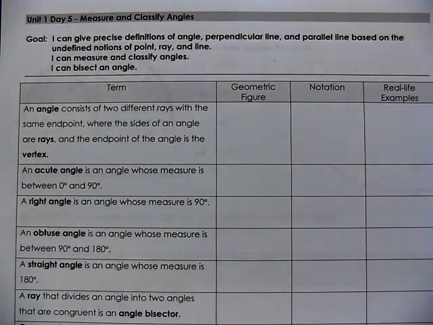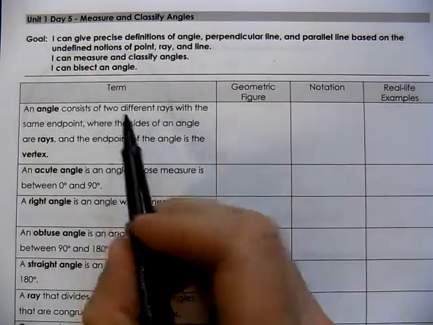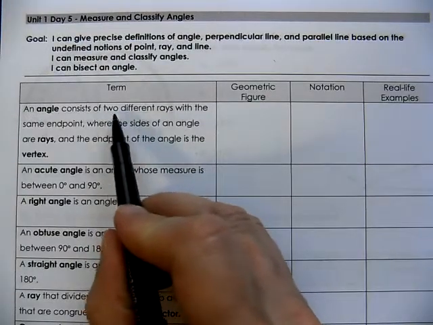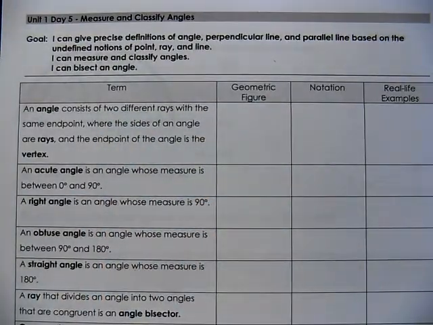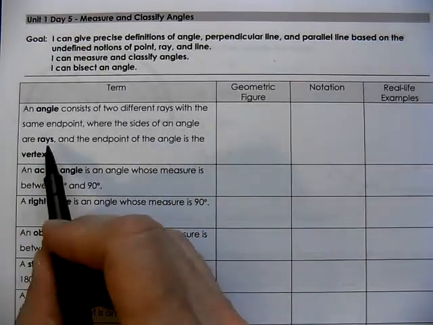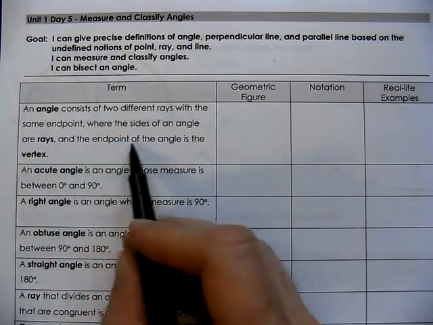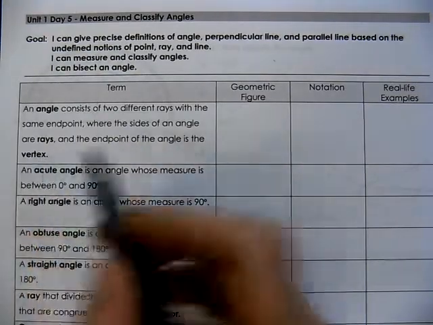So once again, we have the definition on the left column, and we'll add in the geometric figure and the notation on the right. So let's start off with the angle. The angle consists of two different rays with the same endpoint, where the sides of an angle are the rays. So again, the sides of the angle are the rays. And the endpoint of the angle is called the vertex.